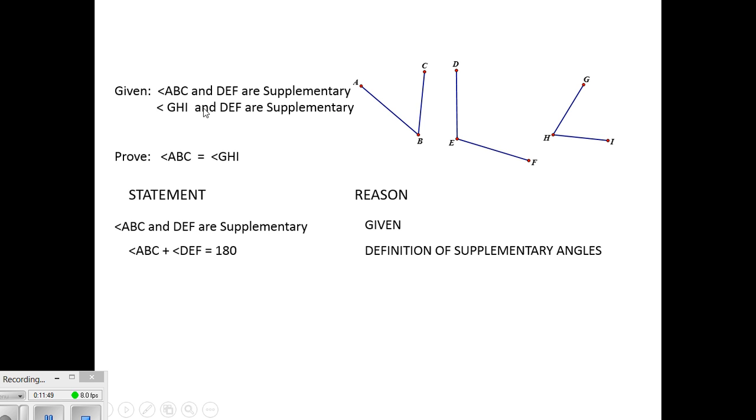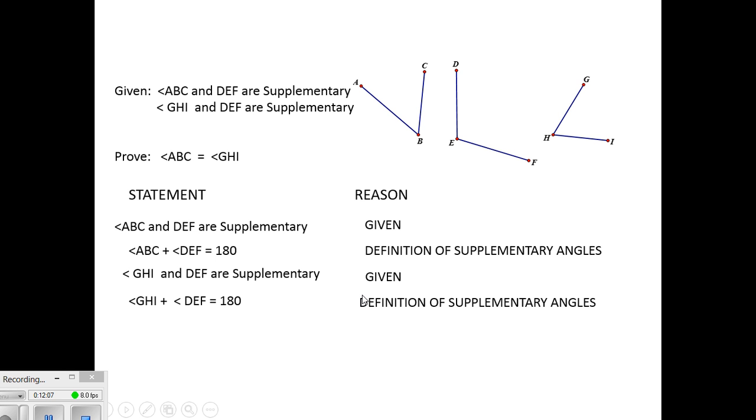Next, we'll use this other given statement, that these 2 angles are supplementary. Just bring it right back down. That's a given statement. What concludes from that? Well, obviously what concludes from that is their sum is equal to 180, which again is the definition of supplementary angles.